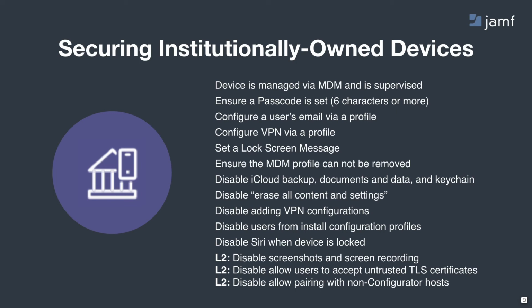They say the device should be managed via mobile device management, and it should be supervised, that higher level of management there. You want to make sure that there is a passcode set. They recommend at least 6 characters or more. That also turns on the encryption. You want to then configure sensitive things like email and VPN for a user using a configuration profile. You don't want to just say, hey, user, here's the VPN settings to connect back to the corporate VPN. You want to do it for them using configuration profiles.